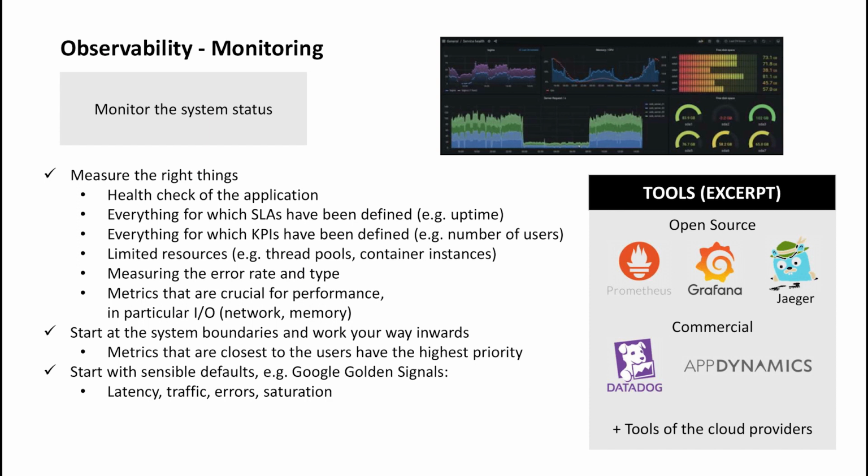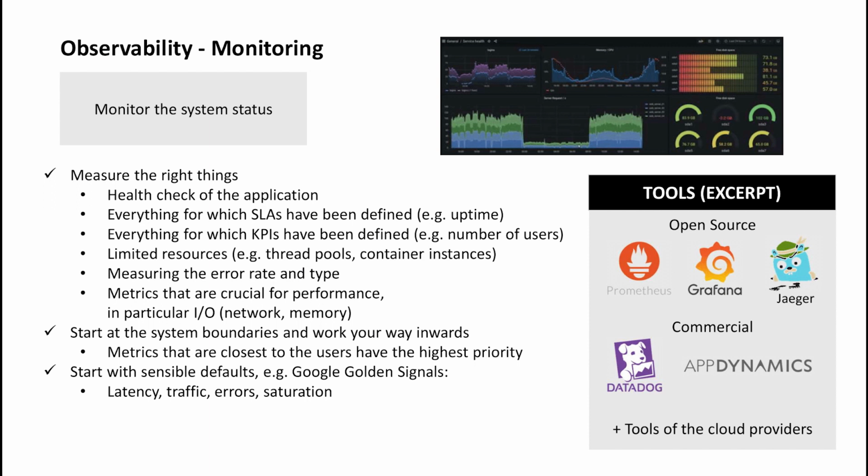Measure everything on which you have defined a service level agreement or a key performance indicator. If you don't measure these values, you can't prove that you are meeting your contractual obligations, and you can't see whether you are achieving your business goals. Measure the utilization of all limited resources in your system. You need this information to send alerts when the system is approaching these limits.